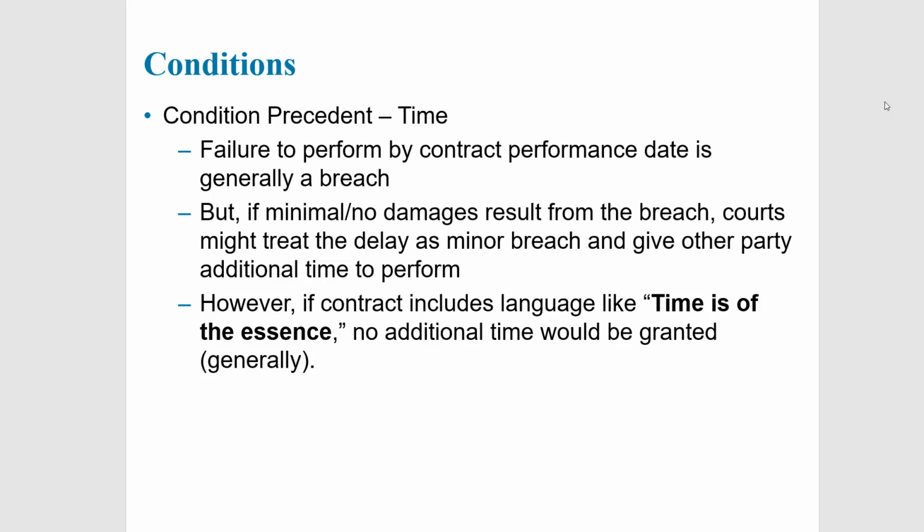If I don't want this to happen, if I need time to happen definitely by some date, I can include contract language like "time is of the essence." That's the most common phrase for indicating this, saying that performance has to happen by X date or I'm not going to pay. And generally no additional time is going to be granted.